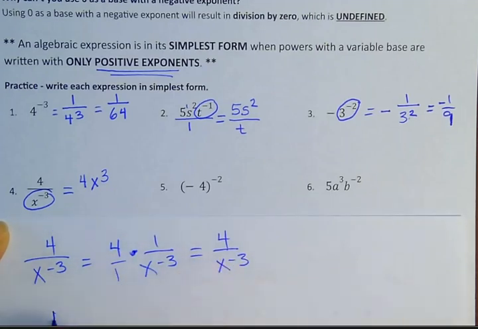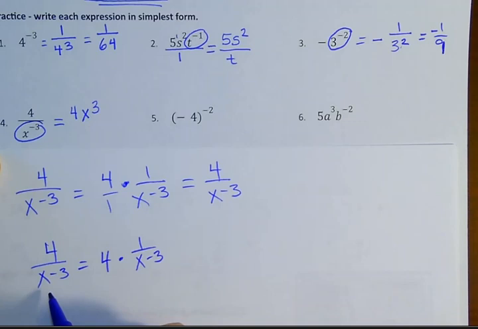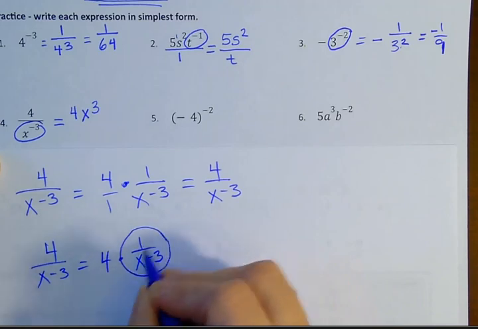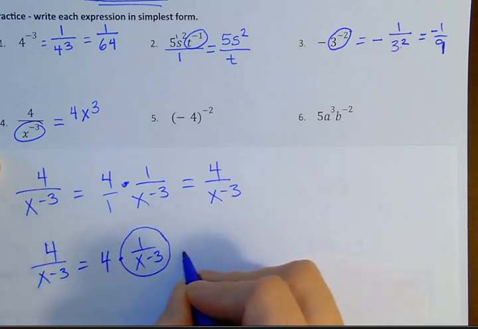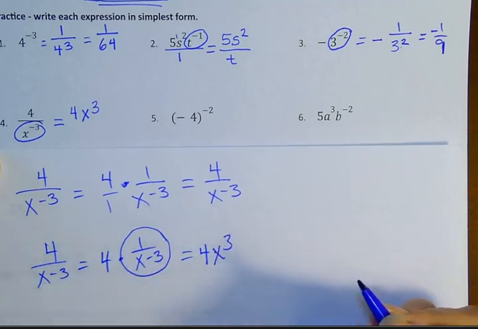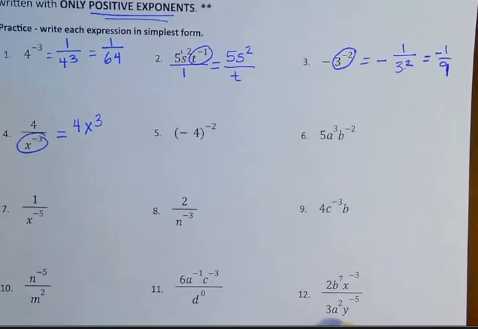So if I know that 4 over x to the -3 really means 4 times 1 over x to the -3, oh my goodness, I'm sorry, you can't see. If I know that 4 over x to the -3 equals 4 times 1 over x to the -3, then I can just deal with this part and fix my exponent. So this really equals 4 times, I'm going to put x to the -3 up in the numerator, so it becomes x to the 3rd. Okay, all right, I will try not to do that too many times for you.